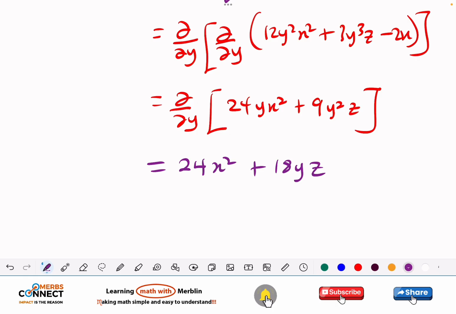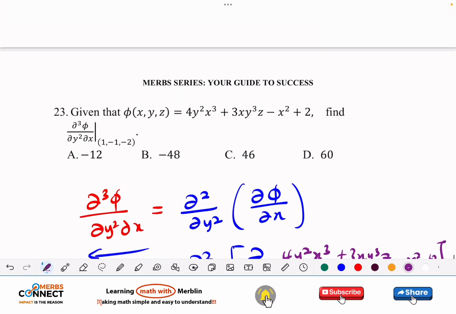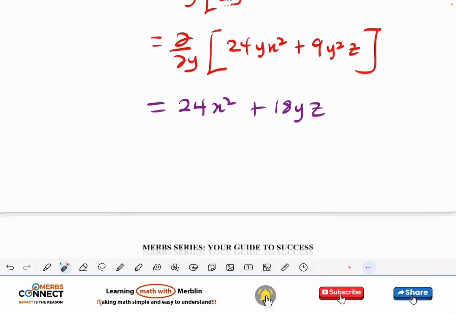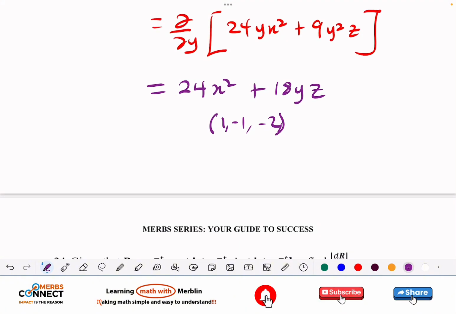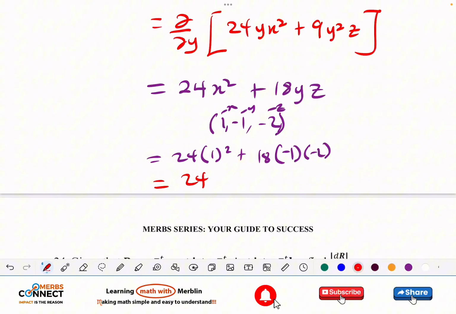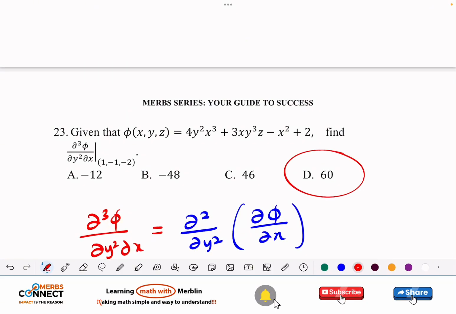yz. Good. They've given us some point, which is here 1, minus 1, 2. 1, minus 1, minus 2, I think. Yes. So plug them in. This is x, this is y, and this is z. So we are going to have 24 times 1 squared plus 18 times minus 1 times minus 2. And this is going to be 24. Is it going to be plus? Yes, plus 36. I think so. And this is going to give us 60. Yes. So we have the big 60 here.